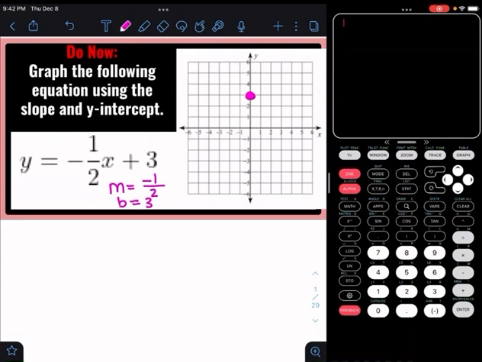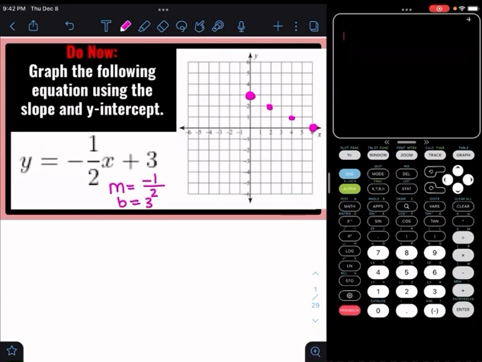And now for our slope. Slope is -1, so we're going to rise by going down 1 and run by going to the right 2. So down 1, right 2. Put a point. Then do that again. Down 1 to the right 2, down 1 to the right 2.